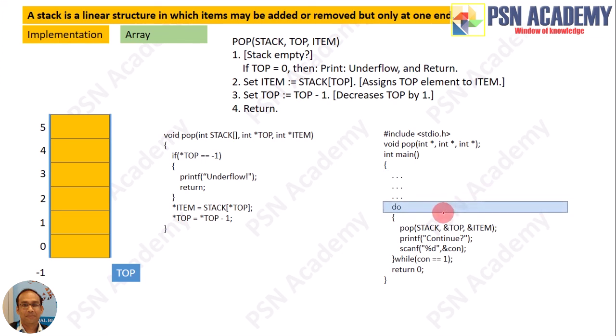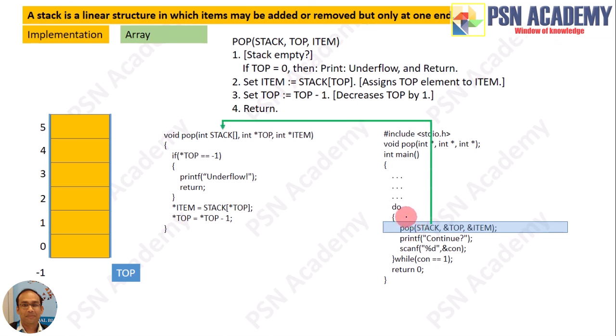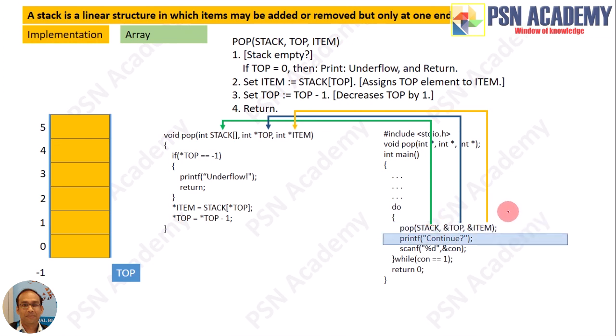and then you go for the do while loop. You call the function pop and you provide the address of the stack to the stack array. Next, you provide the address of the top to the top pointer over there and the address of the item to the item pointer over there. So after this call, this code will run and you will get the element inside the variable item, right? So next, you continue by providing 1, it will get back and call the pop function again.